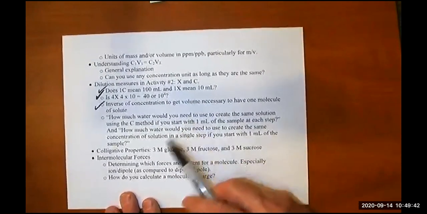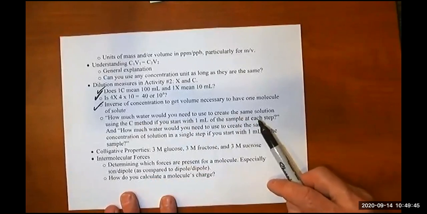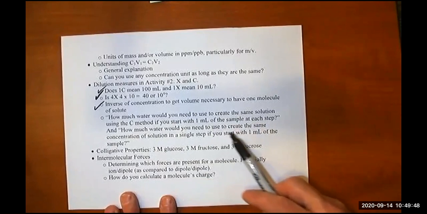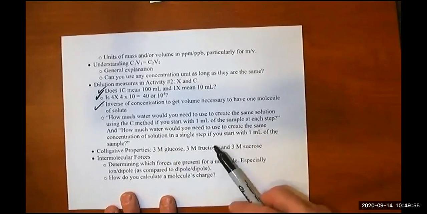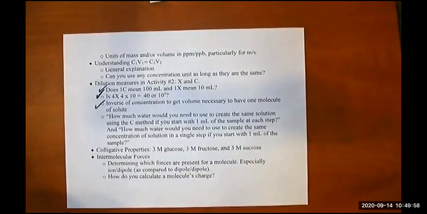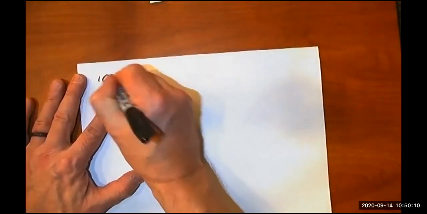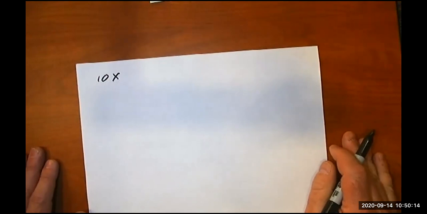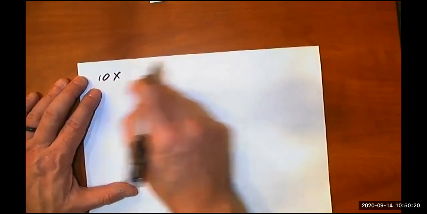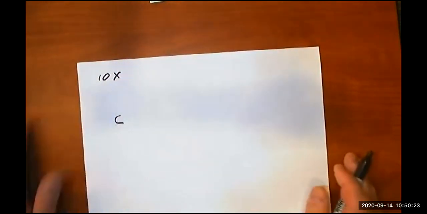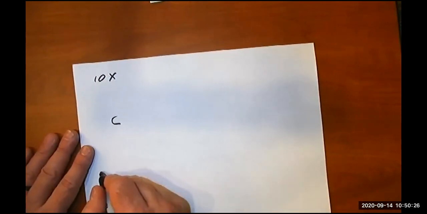So there's a question about how much water you would need to use to create the same solution using the C method if you start with 1 mL of the sample at each step, or how much water you would need to create the same concentration in a single step if you start with 1 mL of a sample. And so we're trying to understand what that's actually asking for. There's a series of questions where you are creating a 10x solution, then determining what this same dilution factor would be in C, and then we're going to do it as a single step.